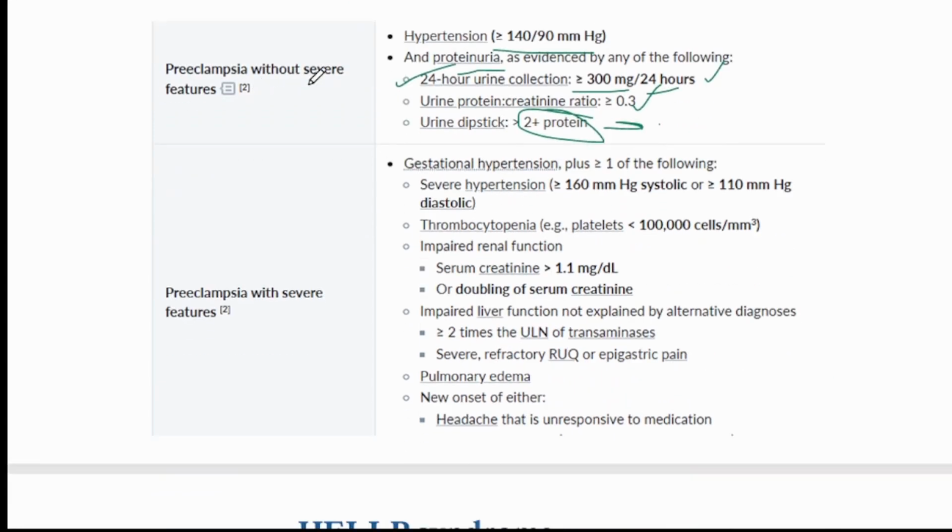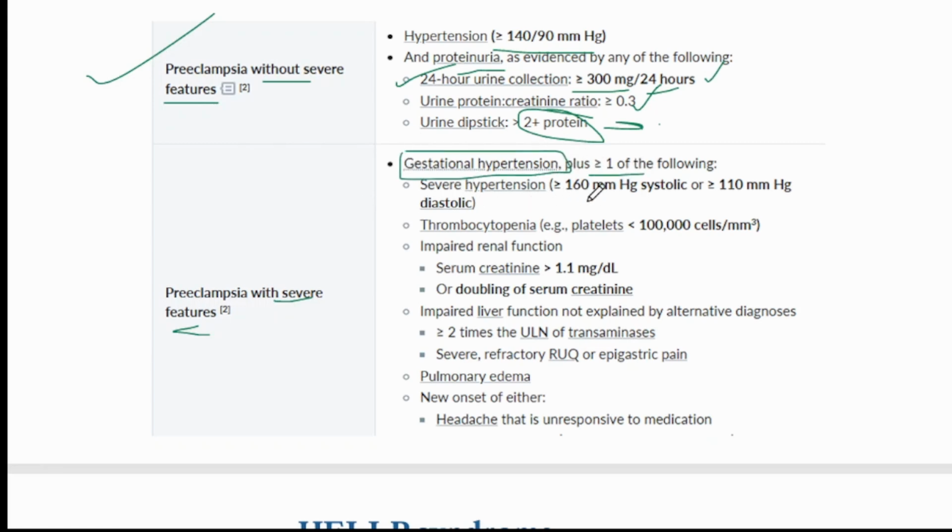So this is preeclampsia without severe features and with severe features, and they have a bit different management. We will talk about that later, but now we are studying the diagnostic criteria. If there is hypertension plus proteinuria, that's without severe features. With severe features, again, we have gestational hypertension plus one or more of the following.